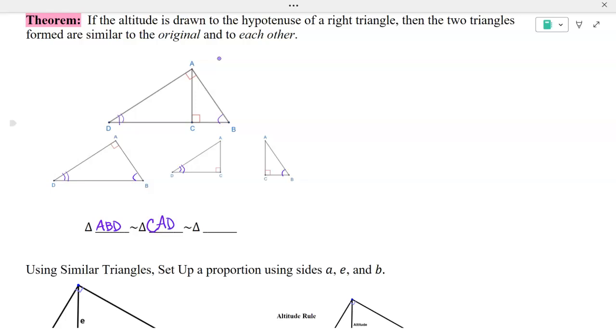And then the last triangle, we're going to start with our right angle, which is angle C. And again, we're trying to go from the right angle to one marking. So here we're going to go C to B, and then the last vertex is going to be A.